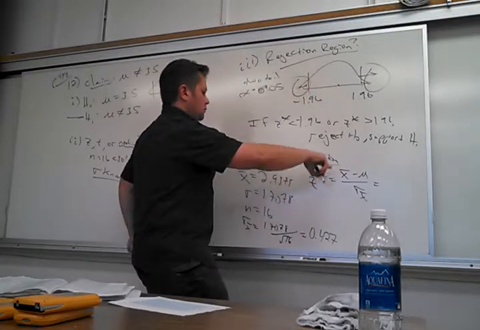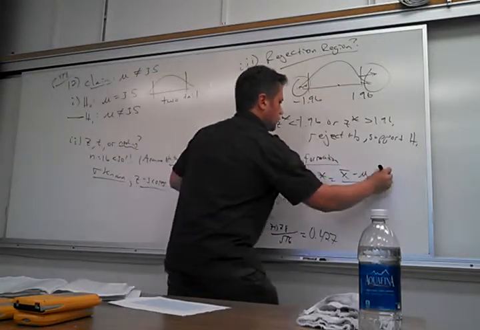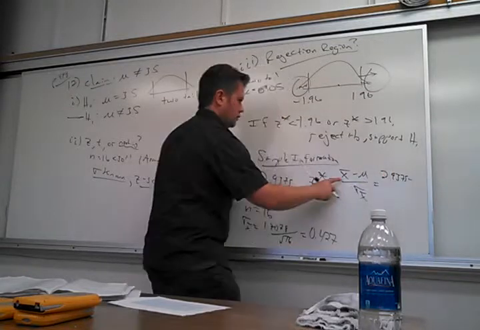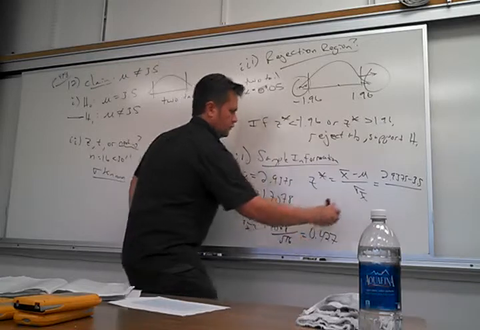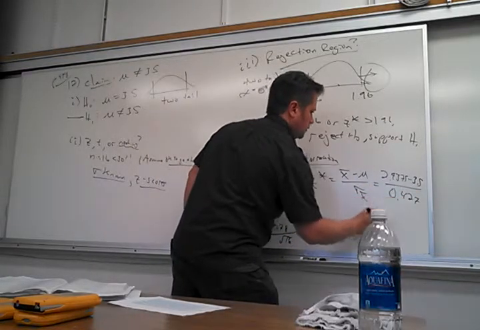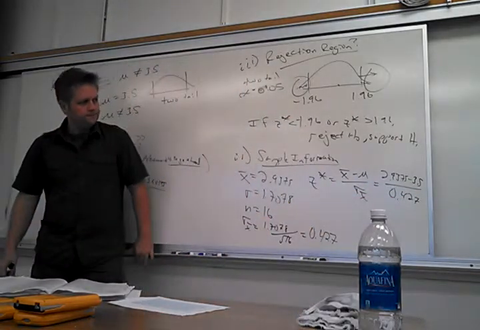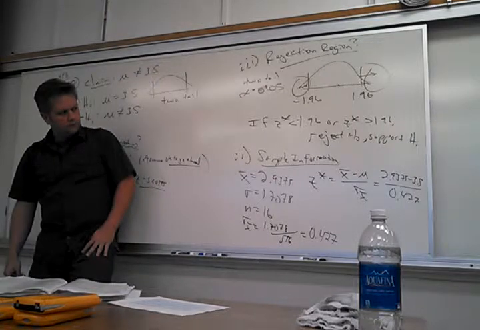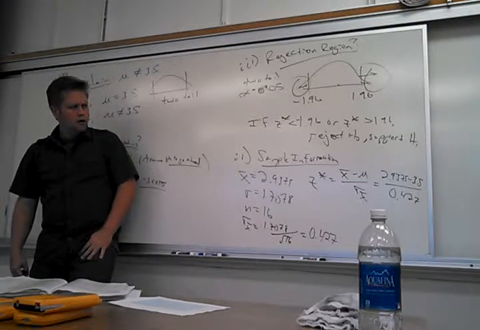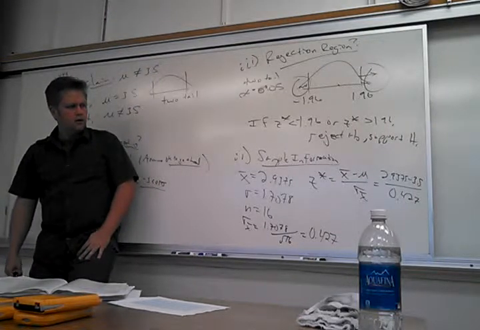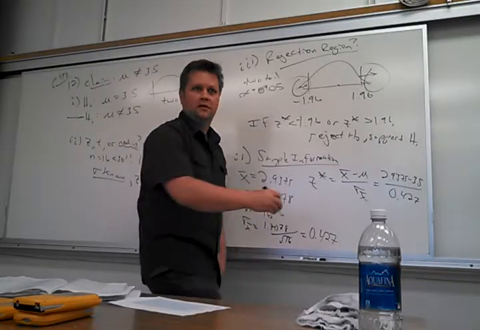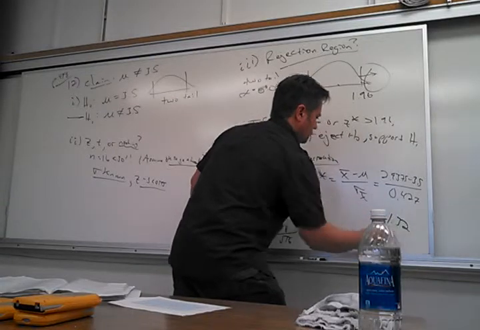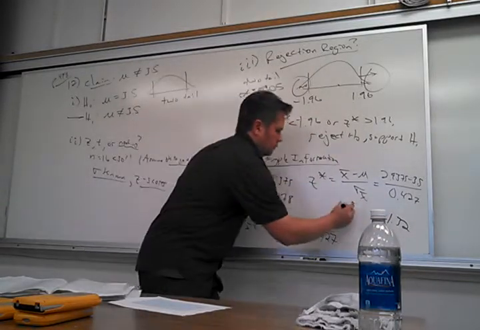So let's see what we get here. X bar was 2.9375. The mean we're saying is 3.5. Standard deviation for this one is 0.427. Negative 1.32. Yep, negative 1.32. That's z star.